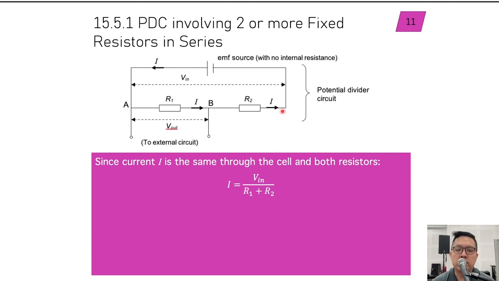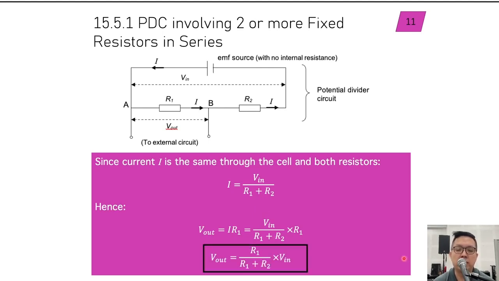This is basically to find the current based on the total resistance of R1 and R2. And V in, for this case, is just equal to your EMF, or you just use V in. So we know that V out, the output here, is basically the potential drop across R1, and it can be obtained by I times R1. If I substitute I as V in over R1 plus R2, I get this form. I'm going to make one more rearrangement, and I get V out equals R1 over R1 plus R2 times V in.